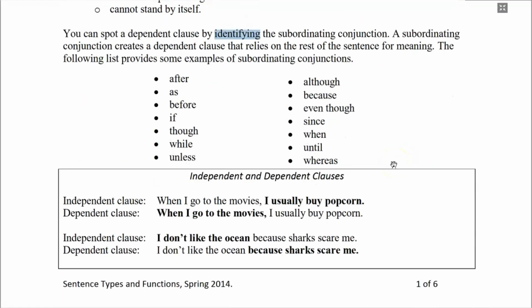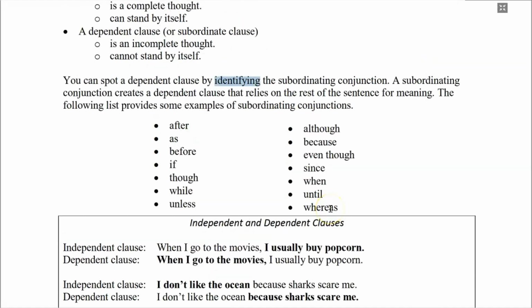Let's look at these examples. When I go to the movies, I usually buy popcorn. Now, the independent clause is I usually buy popcorn because that makes sense. While the dependent clause is when I go to the movies. If I just tell someone when I go to the movies, what's the sense in that? So it needs something. But if I say I usually buy popcorn, that still makes sense.